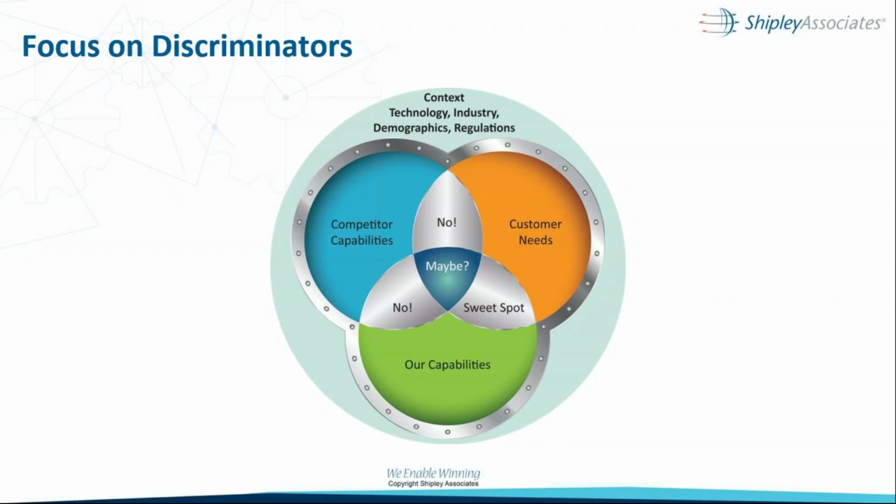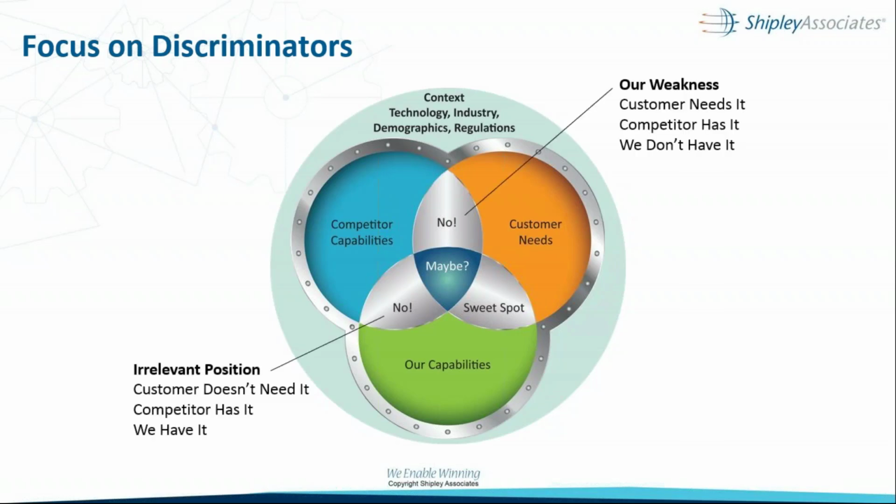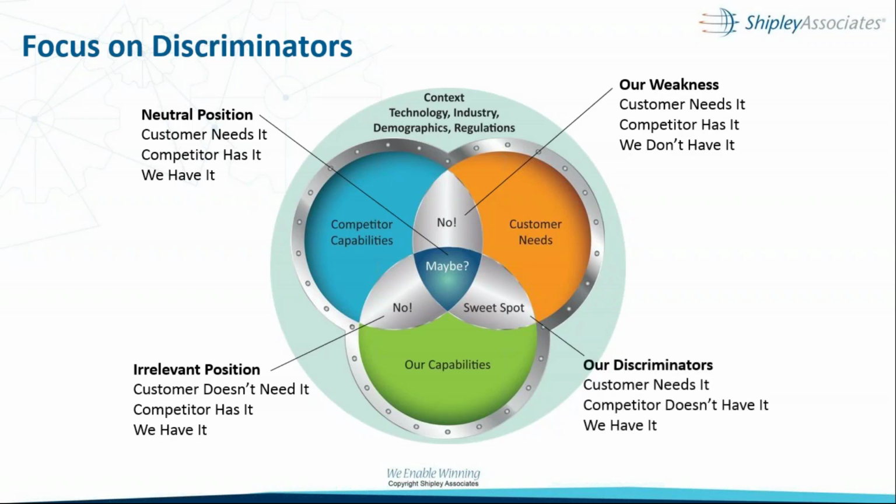The real discriminator is where we can shine and competitors can't. The threat is where competitors can shine and we can't compete. And the neutral positions are right there in the middle, where our competitors can provide the exact same solution as we can. So how do we prove that we're better? How do we really discriminate?